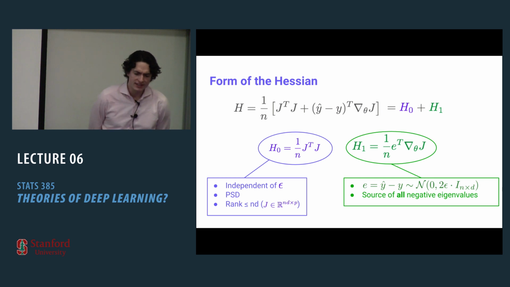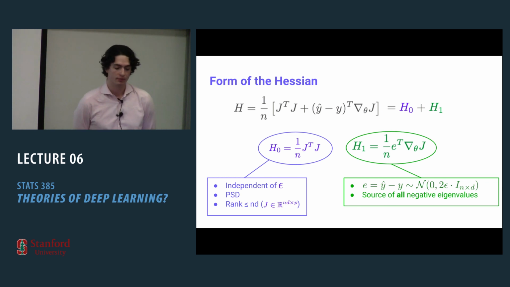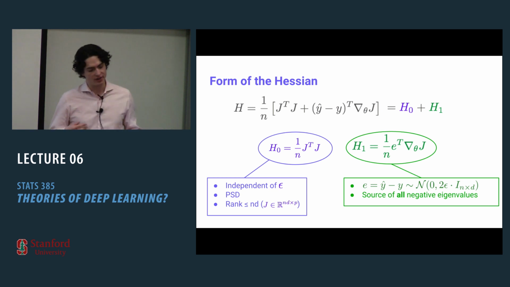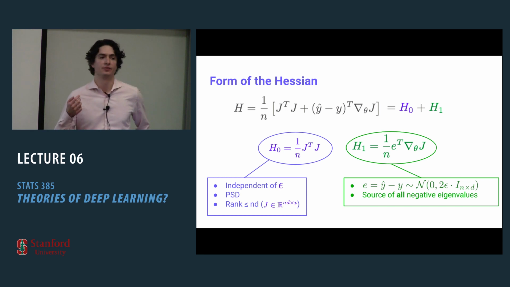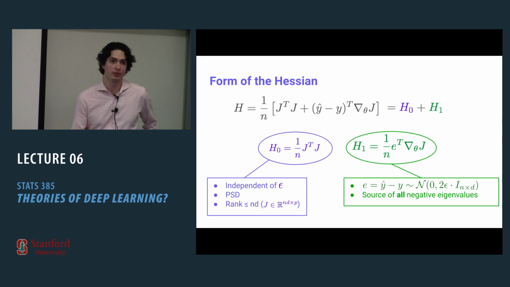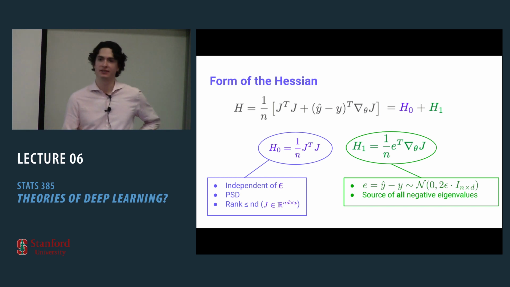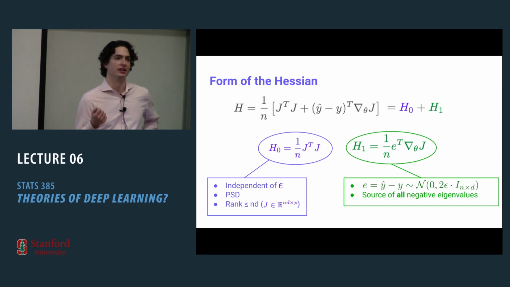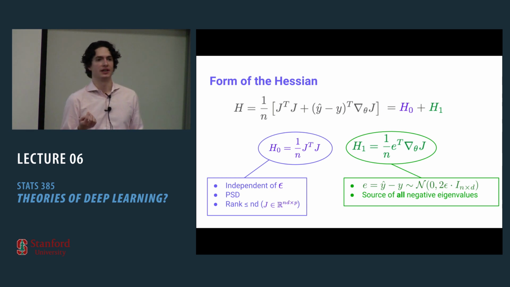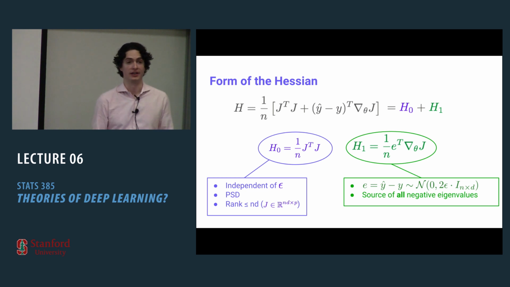And secondly, this term H1 is proportional to the residuals. And if you take them to be normally distributed, that means the variance of this term contains the dependence on the loss, the epsilon, the energy. And furthermore, because H0 is positive semi-definite, this term is the source of all of the negative eigenvalues of H. So you can see where we're going here. We have this decomposition into two pieces, one of which is PSD, and the other of which contains all the negative eigenvalues and all the explicit dependence on the energy. So if we can understand how these two terms play off one another, we can understand how the energy and the index are related to one another.